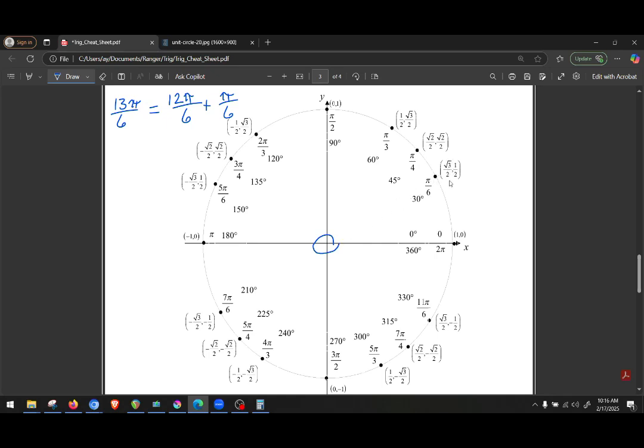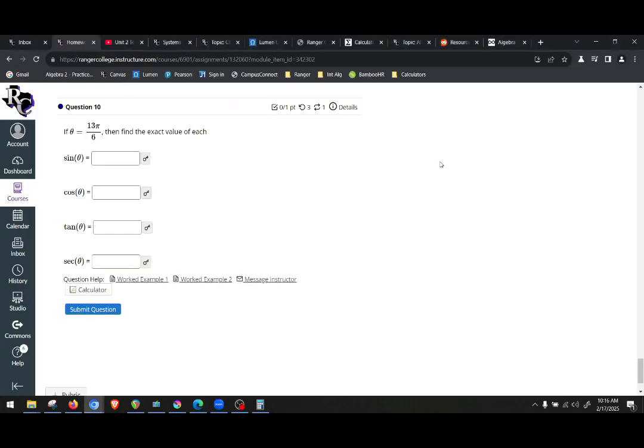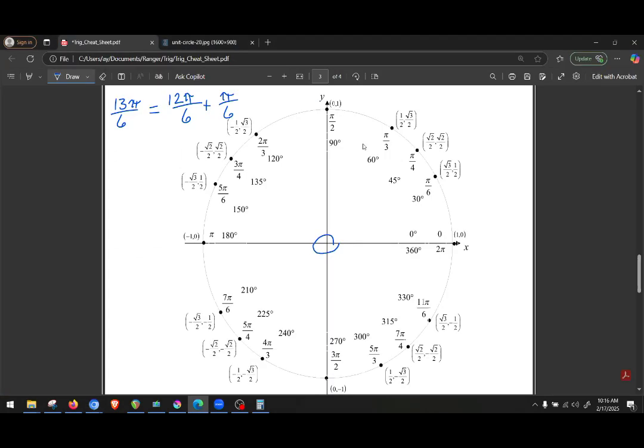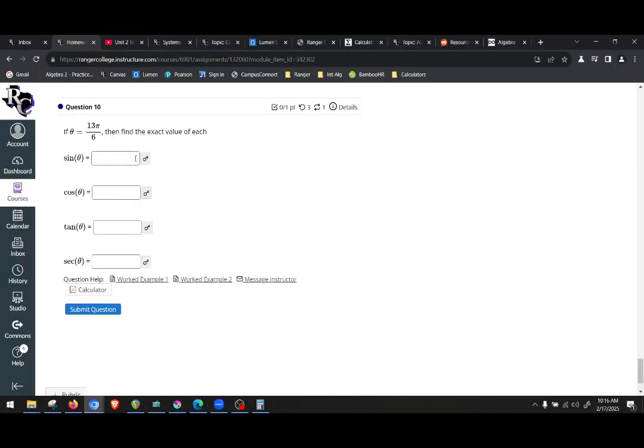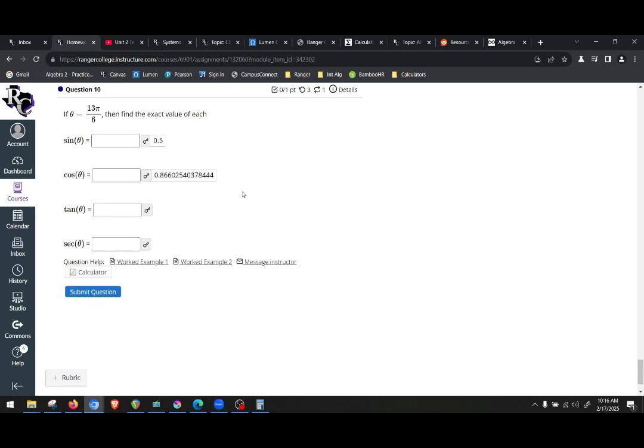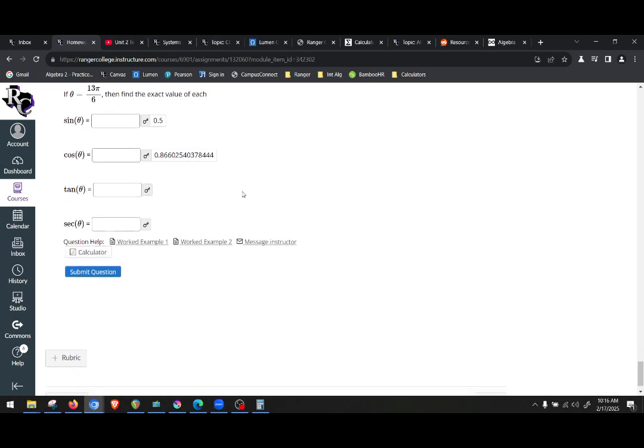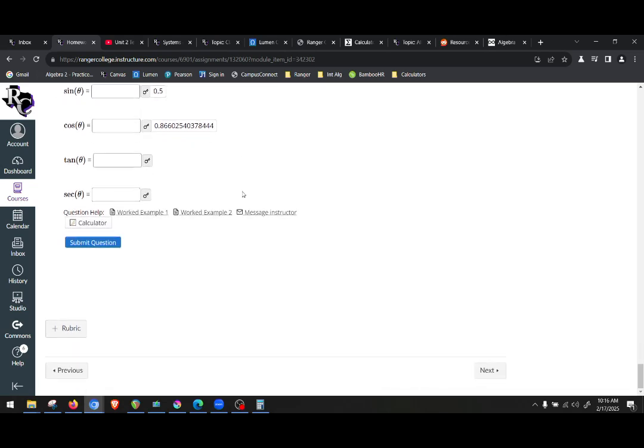Square root 3 over 2 and 1/2. And we want to know the sine of theta, which is our y value, so 1/2. Cosine's our x value, that root 3 over 2. Okay, and you can do the tangent and secant. The main thing that was different on that was taking out the revolutions. Okay, that's it.